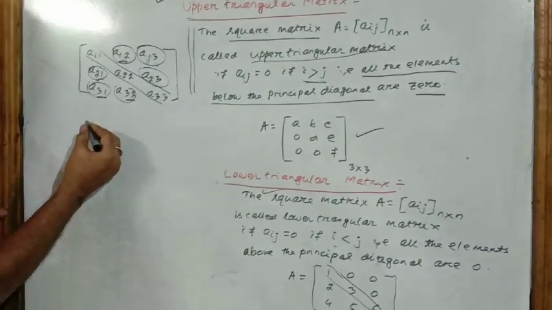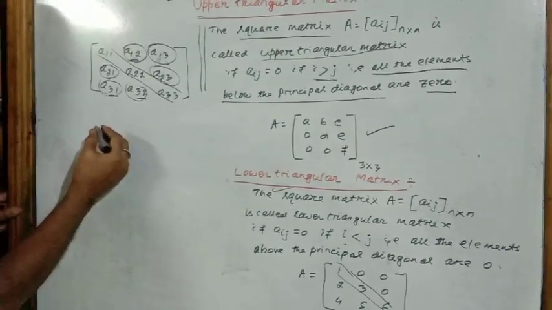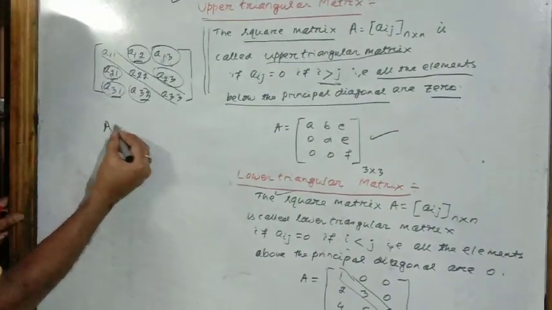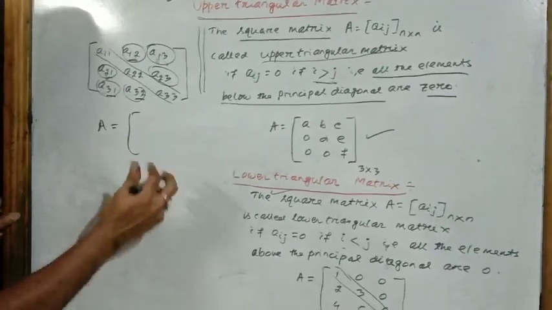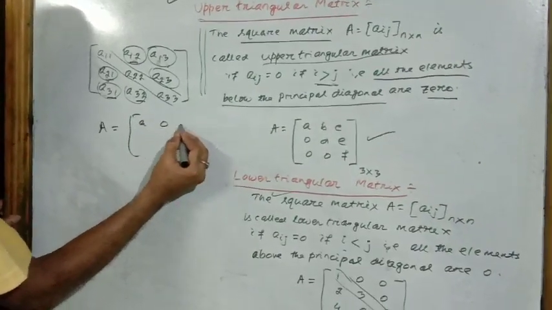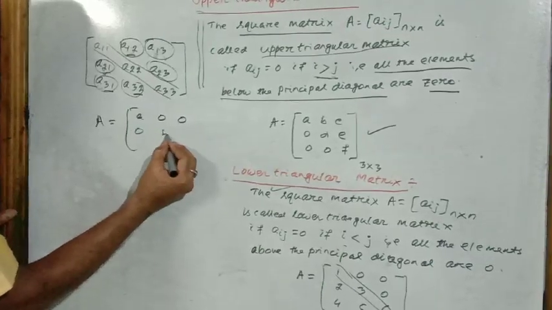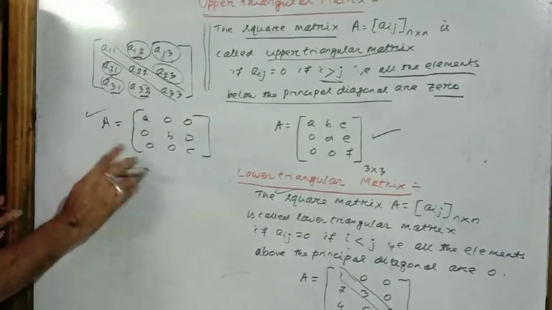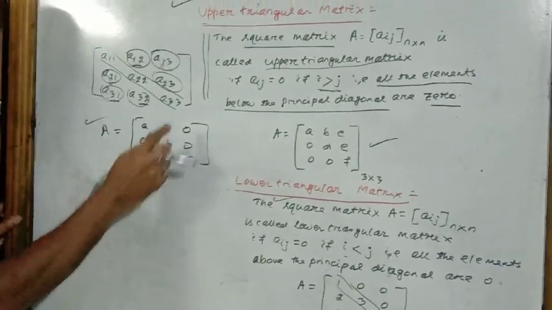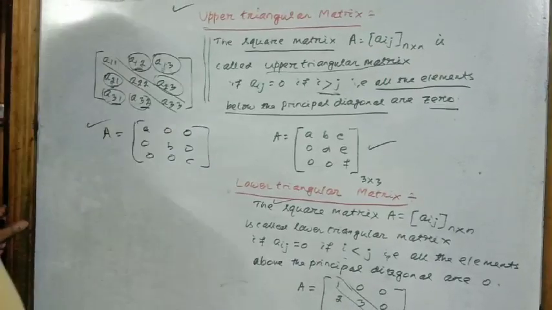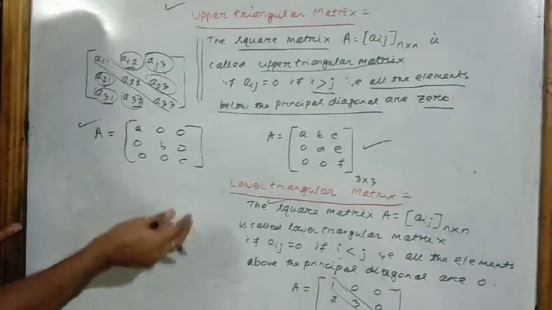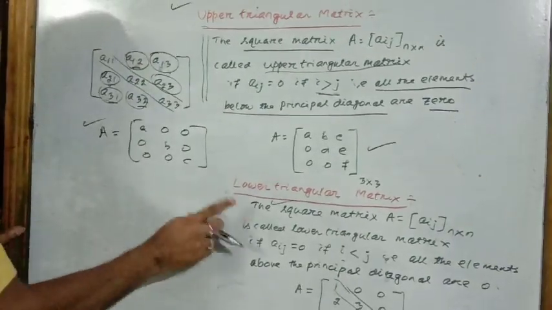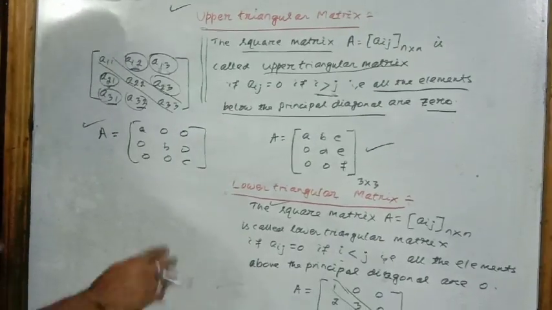So here you see that a diagonal matrix or a scalar matrix is both upper triangular as well as lower triangular matrix, because if you take any diagonal matrix with a, b, c on the diagonal and 0 elsewhere, it is a diagonal matrix. So a diagonal matrix is always both an upper triangular matrix as well as a lower triangular matrix. And similarly, a scalar matrix is also both an upper triangular matrix as well as a lower triangular matrix.